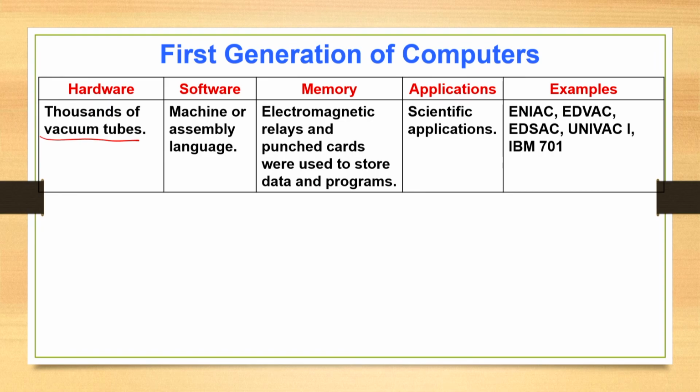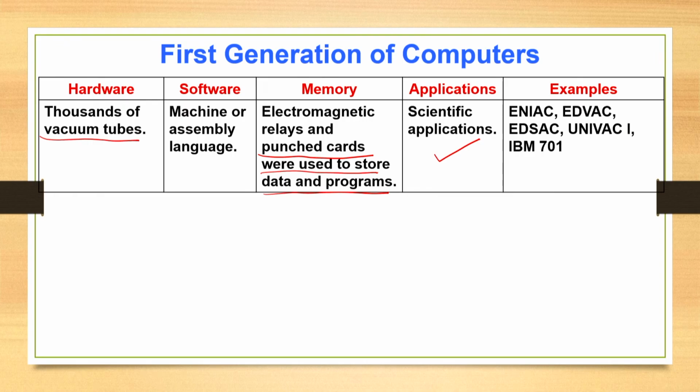The memory that was used was electronic relays and the punch cards. These punch cards are used to store data and programs. There is very limited application where this computer is used. It is basically used in scientific applications.